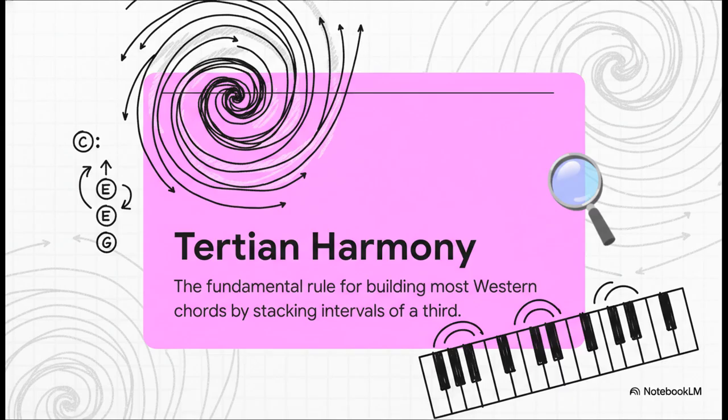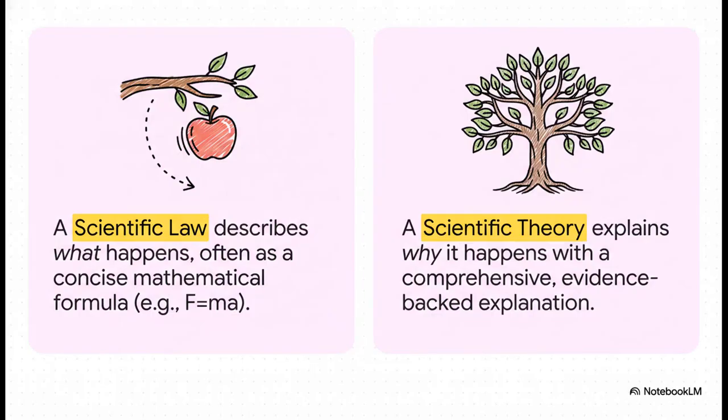It's that simple. And in science, the rules for structuring knowledge, well, they distinguish between laws and theories. A law, like F equals ma, is just a concise description of what happens. It's a pattern we observe. But a theory, like the theory of evolution, is the much broader, evidence-backed explanation for why that pattern exists. They're just two different types of rules for organizing what we know.